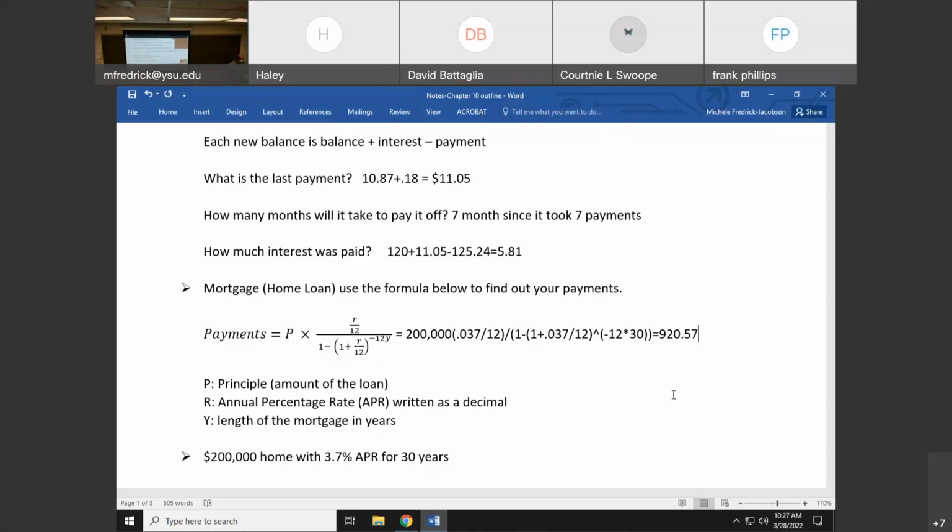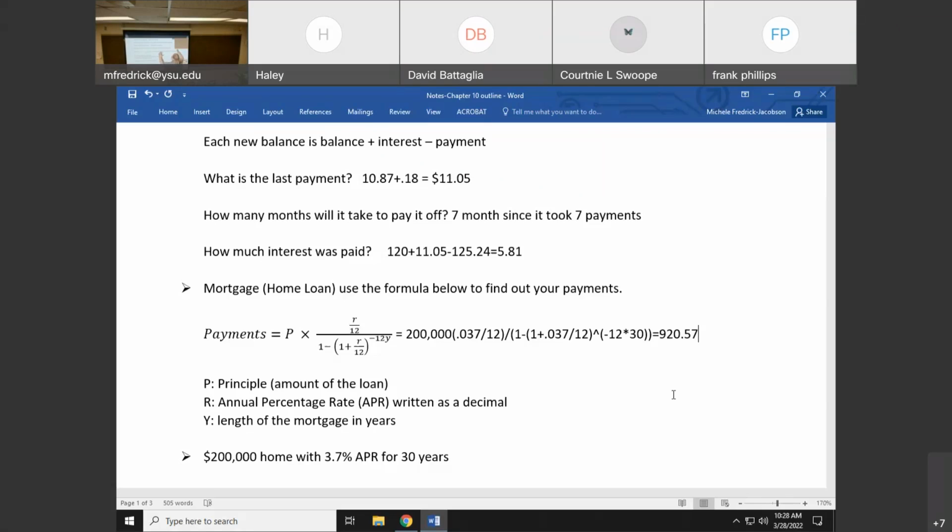Is everyone else getting $920.57? Put your 200,000, parentheses, rate 0.037, divided by 12, close that parenthesis, divided by, and another parenthesis.